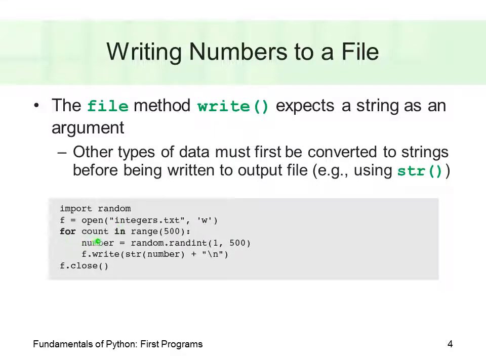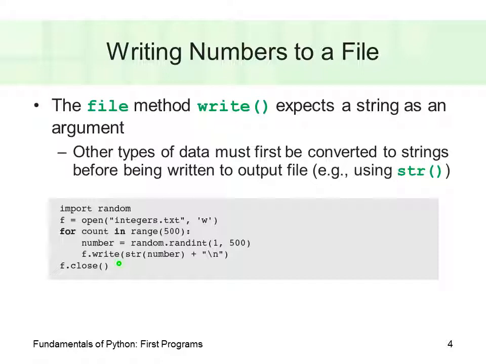Here we have a for loop for count in range 500. You know that range 500 produces a sequence from 0 up to but not including 500. And so what are we doing with that? Every time through the loop, we're going to generate a random number using randint. The random number will be a value between 1 and 500 inclusive. And then, now that we've produced the number, we can write it to the file.